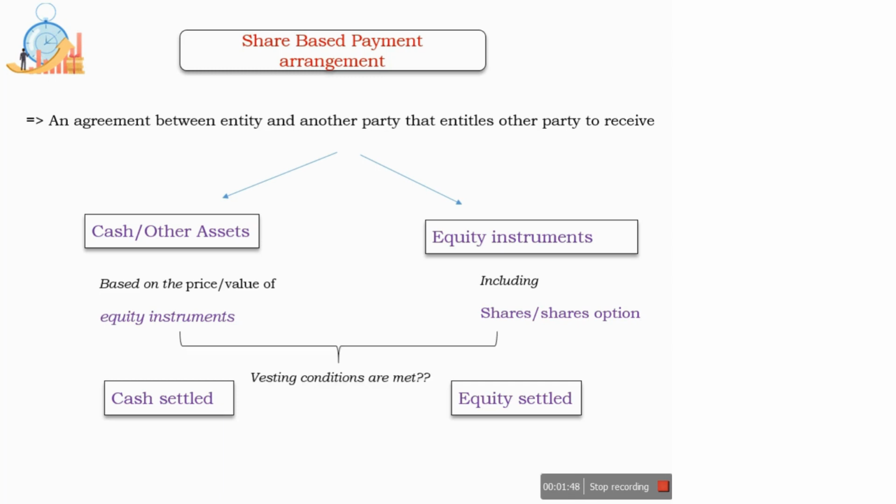These transactions may depend on some vesting conditions. So we need to check whether vesting conditions have been fulfilled or not. For example, there may be a condition at the time of issuing ESOPs to employees that employees have to stay in the organization for a period of 5 years to become entitled for the ESOPs. So apart from identifying the type of arrangement for remuneration of services and goods, we need to check whether the vesting conditions have been fulfilled or not.